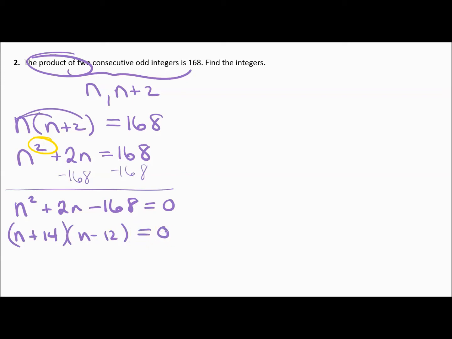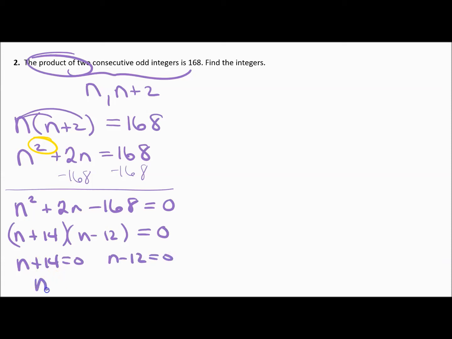And sometimes it takes a little while to do that. And again, if you don't like factoring, then the quadratic formula, which will present itself in these videos, will work just fine. You'll still get the correct answers. So now I do n plus 14 equals 0. That's one of my equations. And n minus 12 is equal to 0 is the other one.